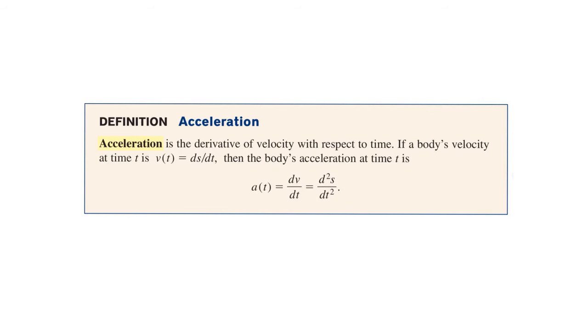So the rate at which a body's velocity changes is called its acceleration. Acceleration measures how quickly the body picks up or loses speed. So acceleration is the derivative of velocity with respect to time. If a body's velocity at time t is v of t equals ds/dt, then the body's acceleration over time is actually the second derivative.